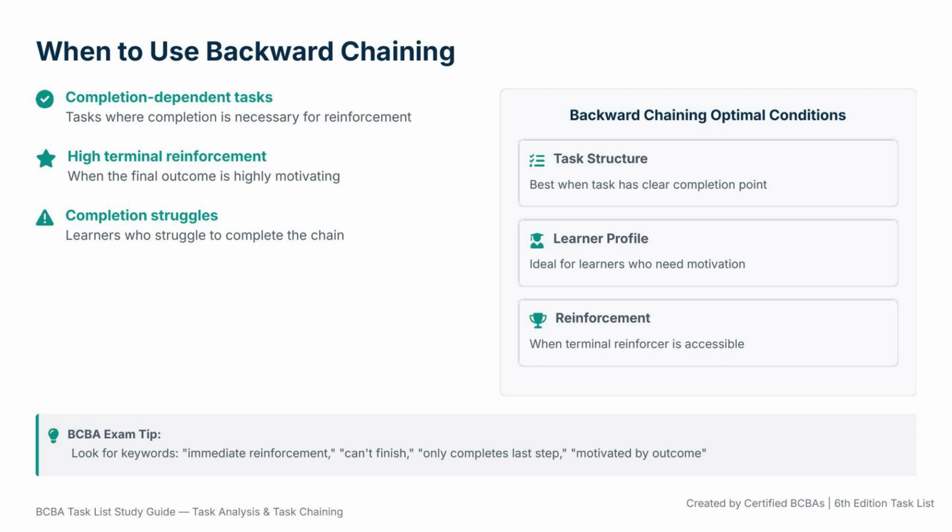Backward chaining is ideal for completion-dependent tasks. It is often used when learners struggle to finish the chain or when the terminal reinforcer is highly motivating. Exam keywords include immediate reinforcement, can't finish, and motivated by outcome.